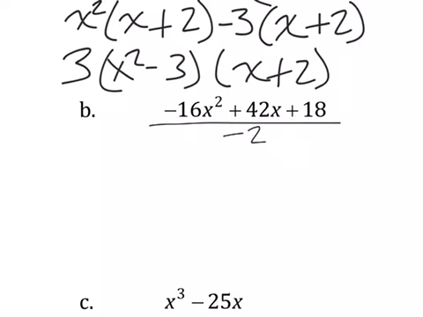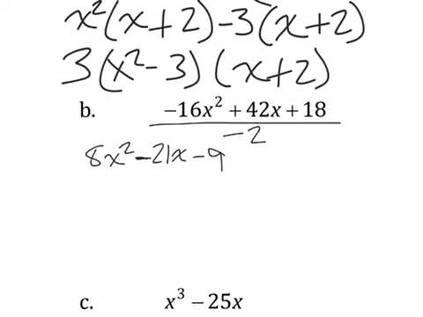Let's go through it. Negative 16 divided by negative 2 is going to leave me with a positive 8x squared. 42x divided by negative 2. So now this is going to turn negative, and it's going to become minus 21x minus 9. So now I've got a trinomial that is not a perfect square trinomial. And I'm going to probably have to do a little diamond math here.